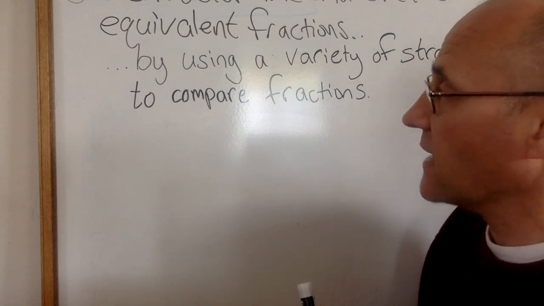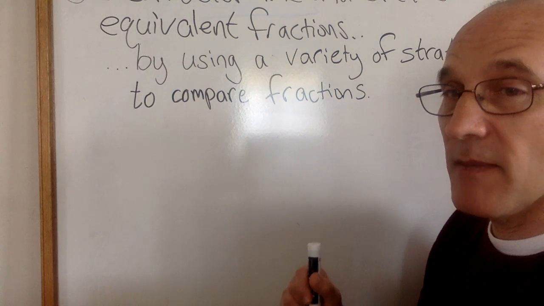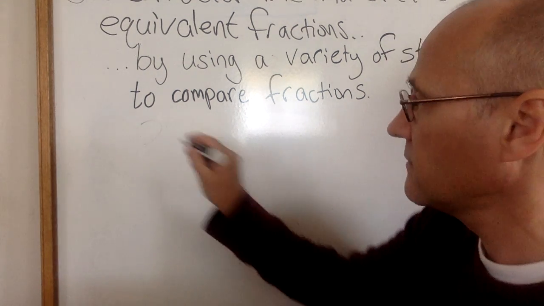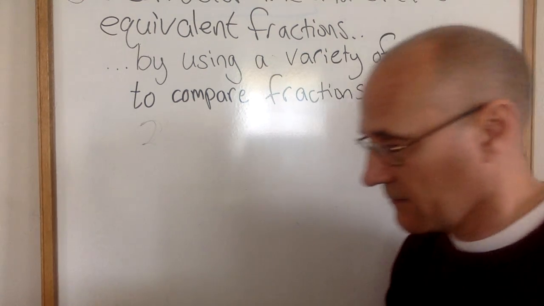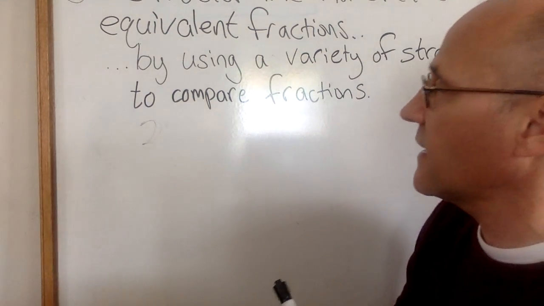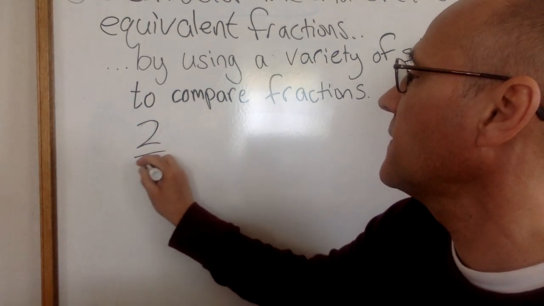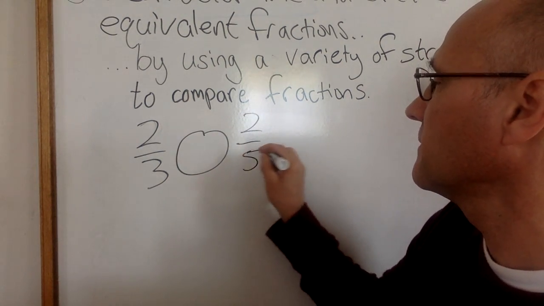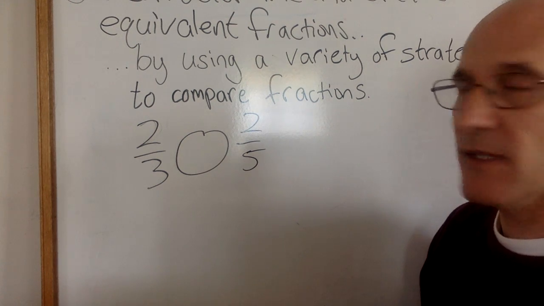All right, the next one that we're going to talk about is when they have the same numerator. Let's take 2/3 compared to 2/5. So now they have the same numerator, but the denominators are different.